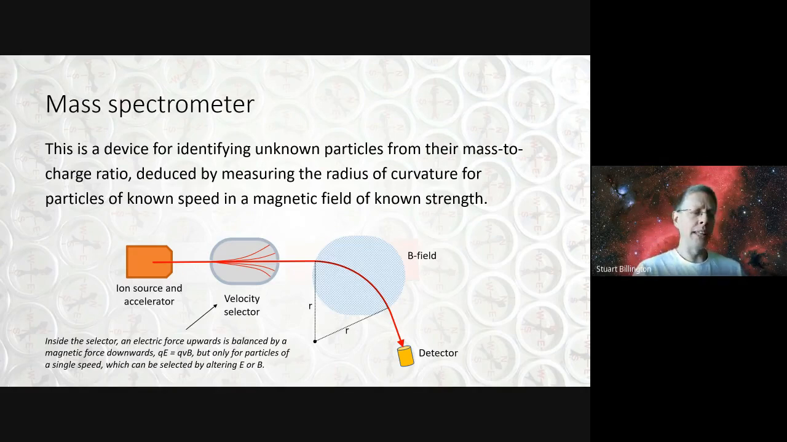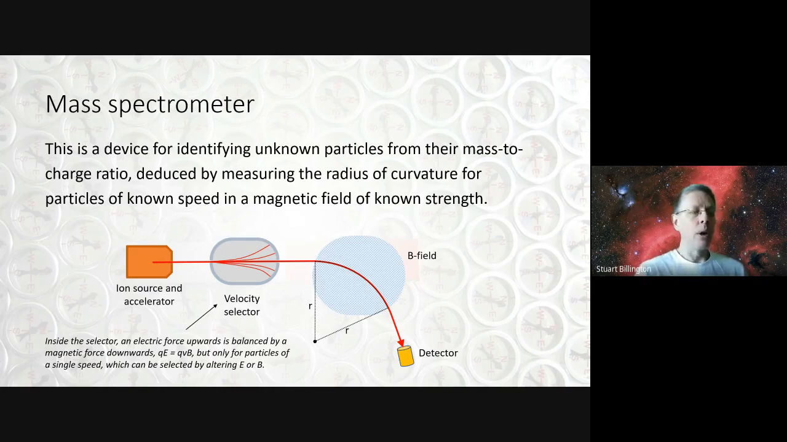We use an electric field vertically downwards to push the positive charges downwards and the negative charges upwards. But then to give some of them a straight line through the detector, we apply another magnetic field to the velocity selector so that the magnetic force is in the opposite direction. So the positive charges that were being pushed downwards will get pushed upwards by the magnetic field, and the negative charges that were being pushed upwards will get pushed downwards by the magnetic field.